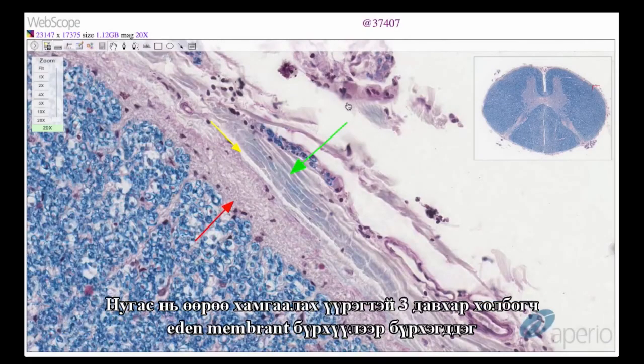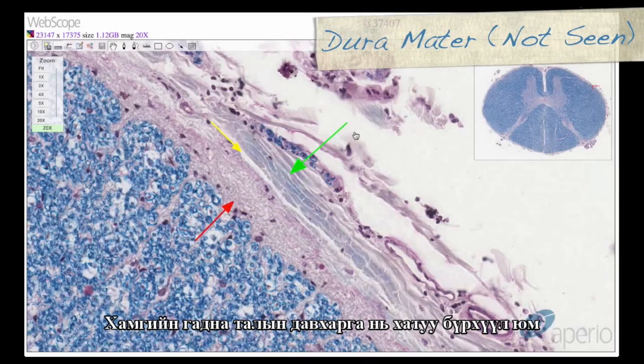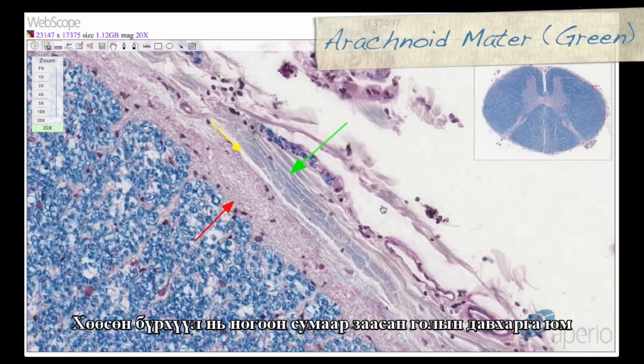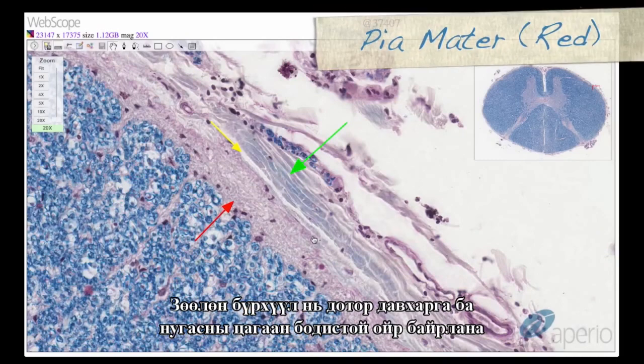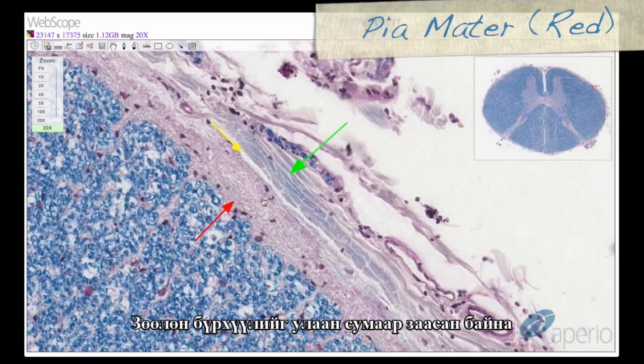We have now moved to the periphery of the spinal cord to examine the meninges. The spinal cord itself is invested in the meninges, which function as a three-layered protective coating. The dura mater is the outermost fibrous layer. The dura mater is not seen in this section. The arachnoid mater is the middle layer and can be seen at the green arrow. The subarachnoid space, which is deep to the arachnoid mater, can be seen at the yellow arrow. The pia mater is the innermost layer and is closely adhered to the white matter of the spinal cord. The pia mater can be seen at the red arrow.